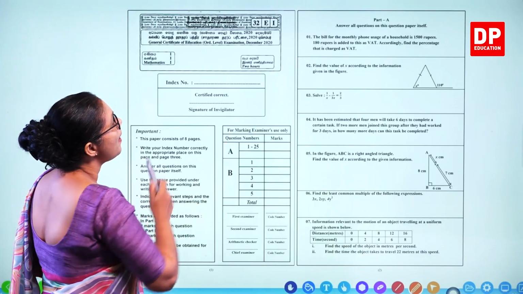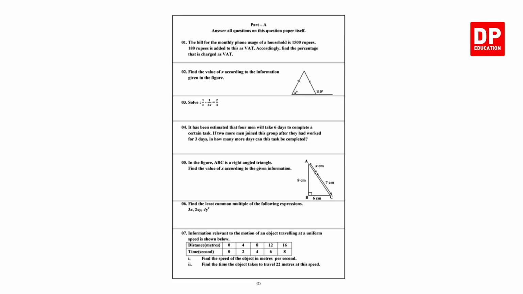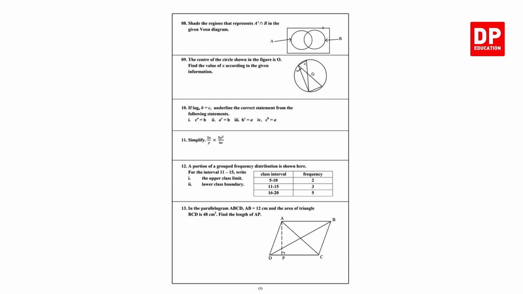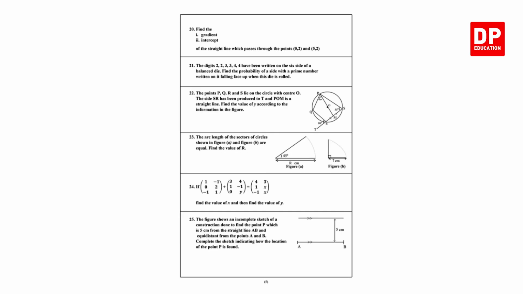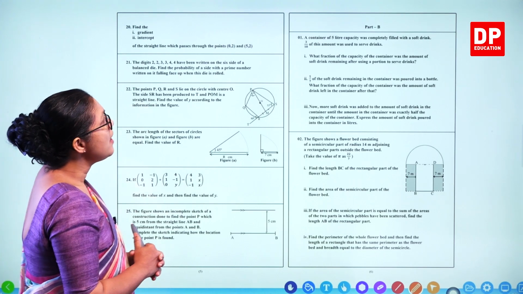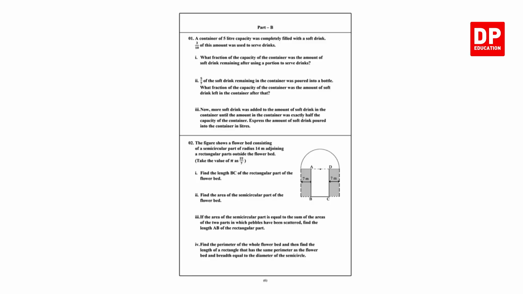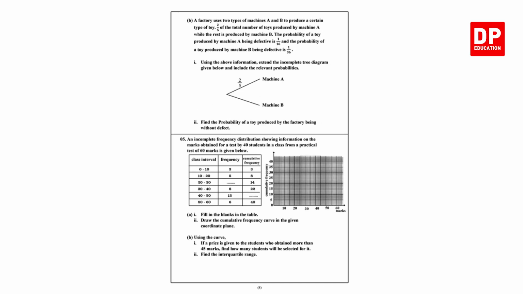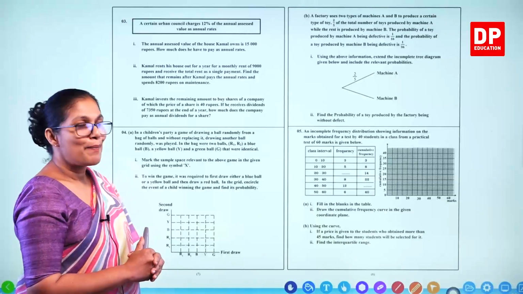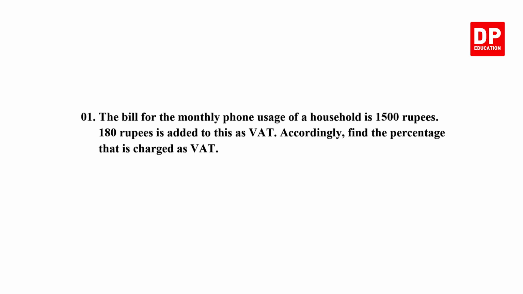In part A, you get questions 1 to 7, then questions 8 to 13, then 14 to 19, and 20 to 25. And then you get part B. In part B, you have to answer all 5 questions: question number 1, 2, 3, 4, and then question number 5. Let's do this paper now. Let's take question number 1.